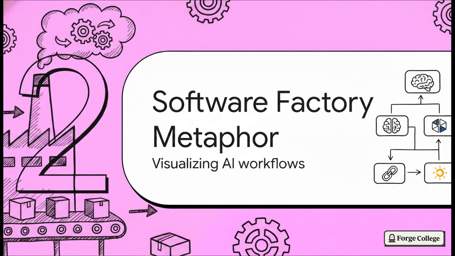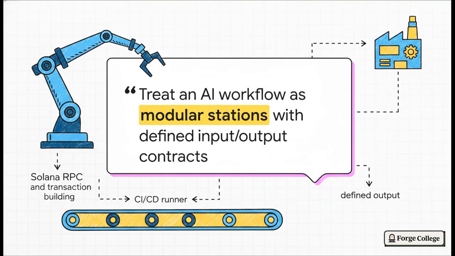Let's move on to Section 2, the software factory metaphor, visualizing AI workflows. I absolutely love this mental model because it makes this whole abstract process incredibly easy to visualize. Think of your AI workflow as a factory assembly line, where each station performs a narrowly scoped operation and then passes a clearly defined output to the next station.